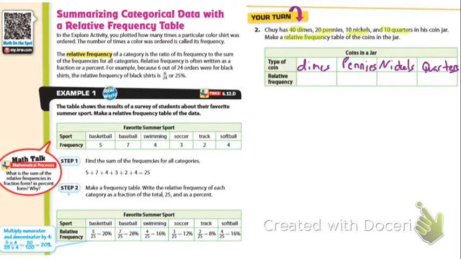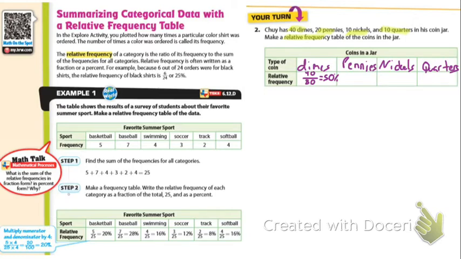Now, before we move on, because they're asking us for the relative frequency, we need to find out how many total coins he has. If you add 40 plus 20 plus 10 plus 10, that equals 80. So of the total of 80 coins, how many of those were dimes? 40. And 40/80 is equivalent to 50%, which y'all can look at the previous example to see how we did that, by dividing or using a proportion.